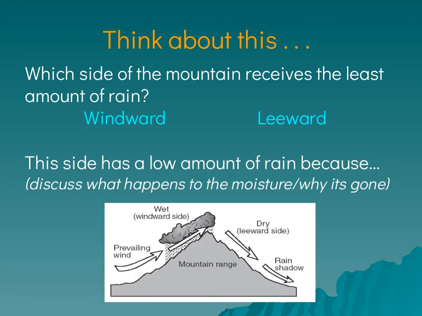So a couple in conclusion questions down there at the bottom. Which side of the mountain receives the least amount of rain? Looking at your diagram, go ahead and circle, or I guess write in your choice, either windward or leeward, and then hit me up with a little because. Why is it that that side gets the lowest amount of rain? What happens to all the moisture being carried in by the wind? Why is it gone? And where did it end up?